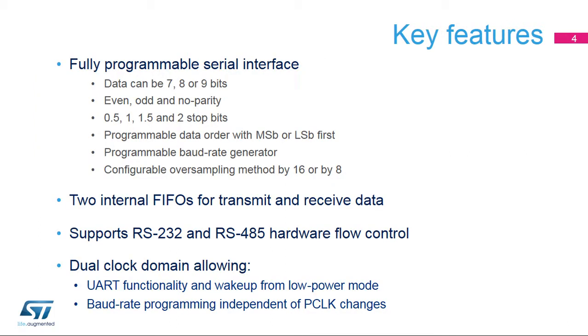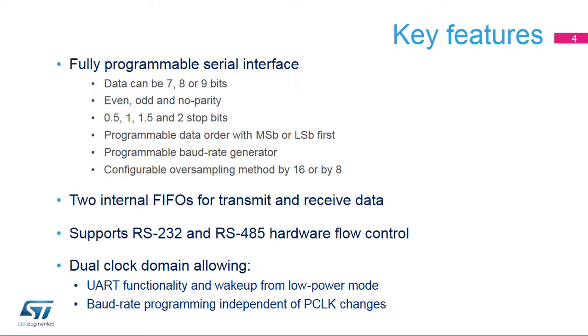The USART is a fully programmable serial interface featuring the following configurable parameters: data length, parity, number of stop bits, data order, baud rate generator, and a configurable oversampling mode by 8 or by 16. The USART can operate in FIFO mode, and it comes with two FIFOs, transmit and receive FIFOs. You have the option to use basic RS-232 flow control with CTS and RTS signals. The RS-485 DE signal is also supported.